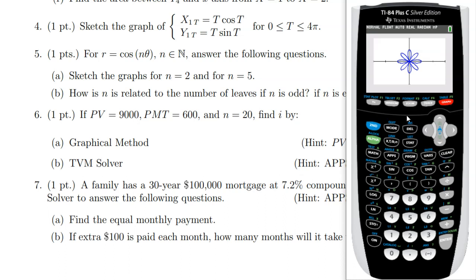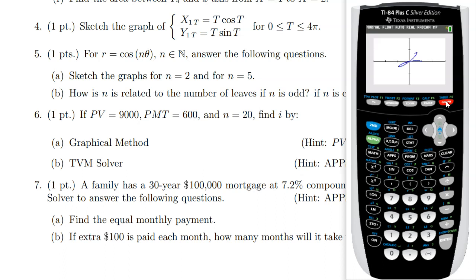And how about if you do 7? We did 5, so maybe try something bigger, like 7. We expect 7 leaves, right? So we're just going to hit graph.